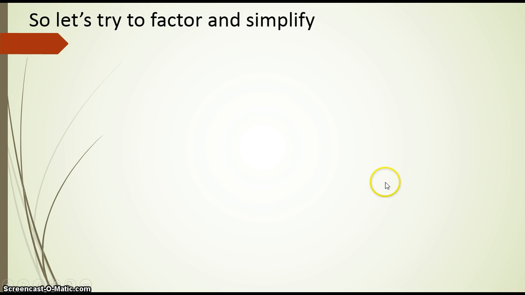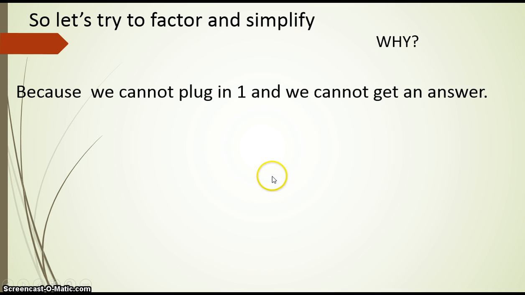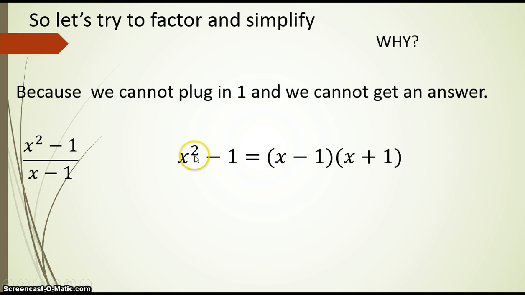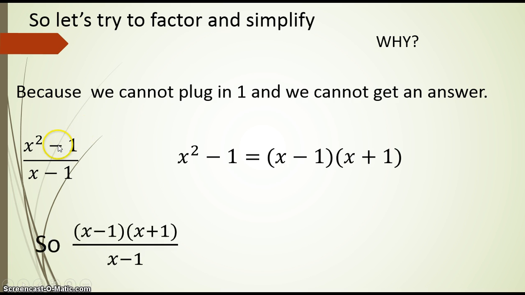So let's try to factor. Why? Because we can't plug in a 1 and we can't get an answer to the problem. But what you'll notice is if we factor and try to simplify this, the top I can factor, right? X squared minus 1 gives me x minus 1 and x plus 1. So if I factor that out and plug that into the top like so, notice what they both have on top and bottom. I can cancel those out, leaving me with x plus 1. That you can actually plug a 1 in for.